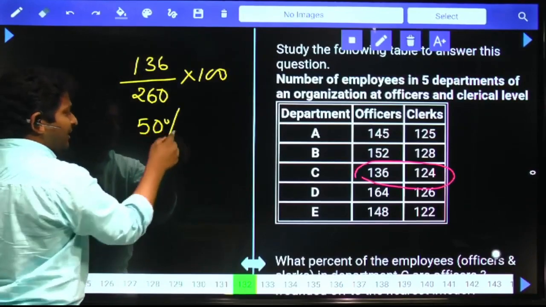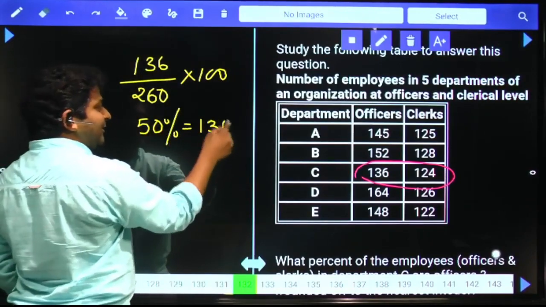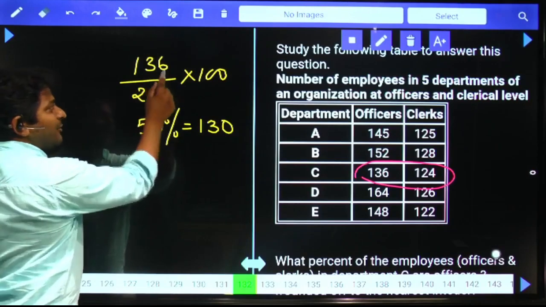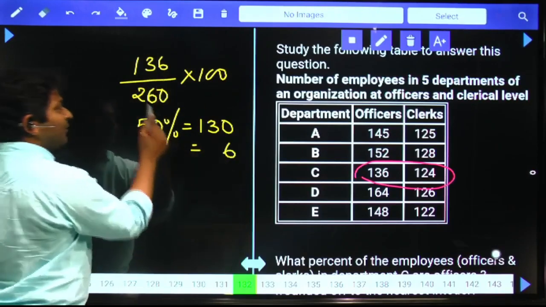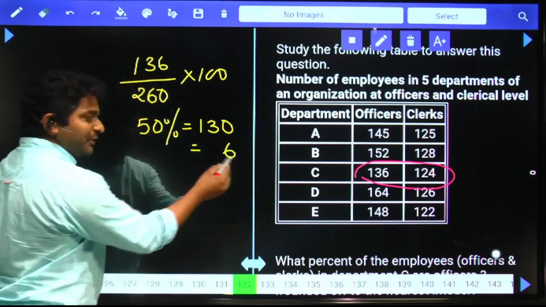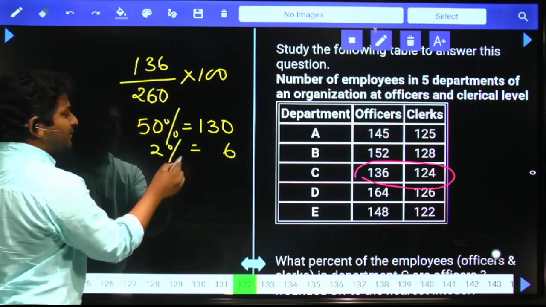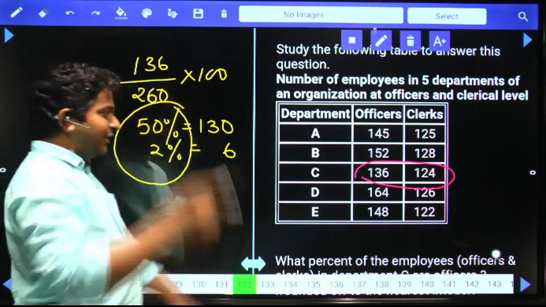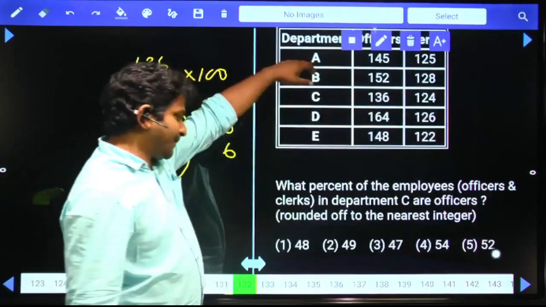50% of the denominator is equal to 130. Extra how much more we have to add? 6 more we have to add. 1% is 2.6, 2% is 5.2, approximate to 6. That is equal to approximate 2%. Final answer is 52% approximate.